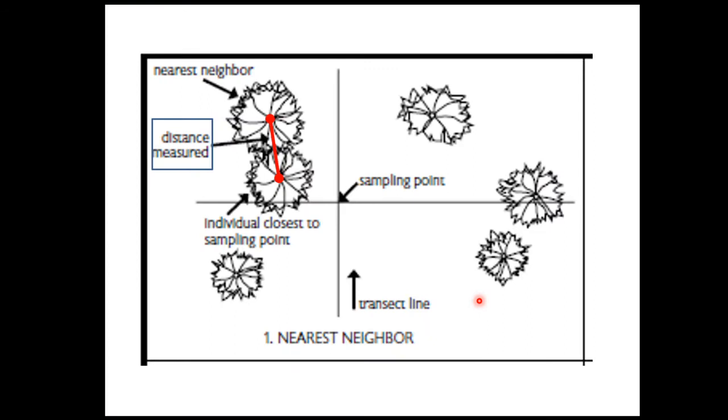For instance, the first one, the nearest neighbor. This is the measuring of distance between the plants. First of all, they identify the sampling point. First, they identify which plant is the nearest to the sampling point. So this plant is nearest to the sampling point. But the distance that is measured is between this plant, the plant near the sampling point, and its nearest neighbor. So this distance is measured for the first sampling point. This is what we call the nearest neighbor technique.